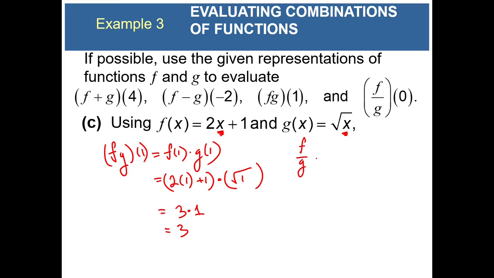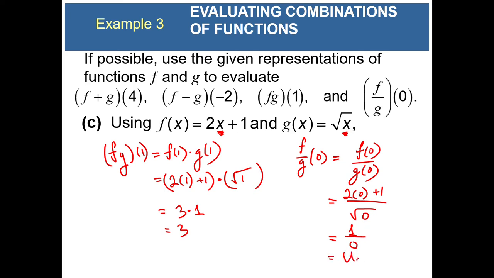F divided by g of 0 is equal to f of 0 over g of 0. And f of 0 is 2 times 0 plus 1. And we'll divide that by g of 0, which is the square root of 0. The numerator becomes 1, and the denominator is just 0. You cannot divide by 0, it is undefined.